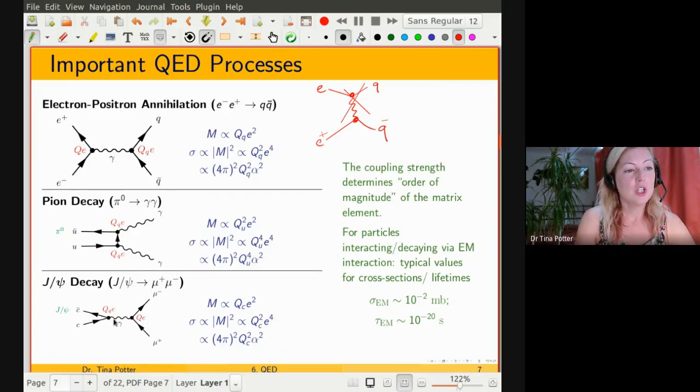So we have the charm anti-charm annihilating into a photon and pair producing a couple of muons. And so we have two vertices here, one with the charm charge times E, and one with just a factor of E because the muon's a unit charge. And again, we can build our matrix element and our cross sections.